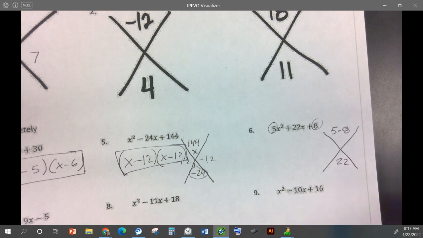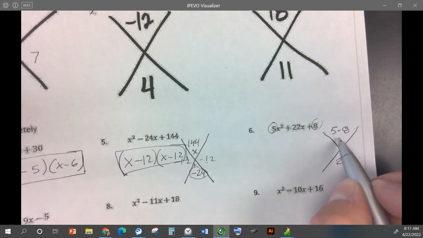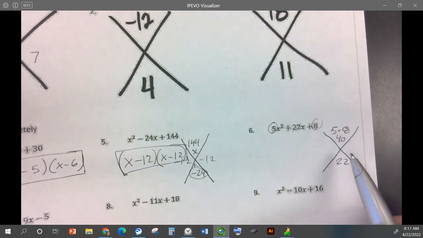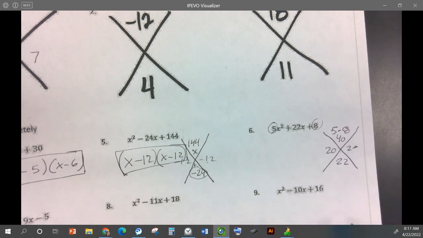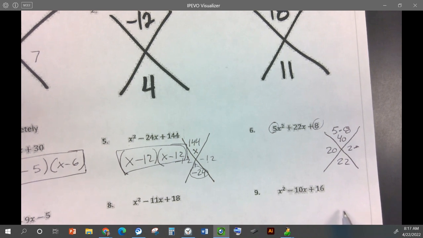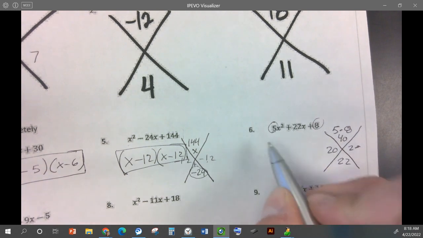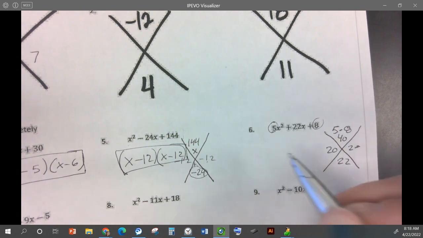Good. What's 5 times 8? 40. So we need to think of numbers that multiply to give us 40 and add to give us 22. Okay, 20 and 2. All right, this is the more tricky type of problem. So what do we do next? Yep, so we're going to set up our factors, divide by a, and then simplify.